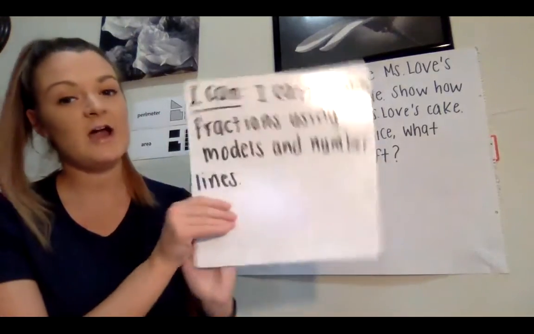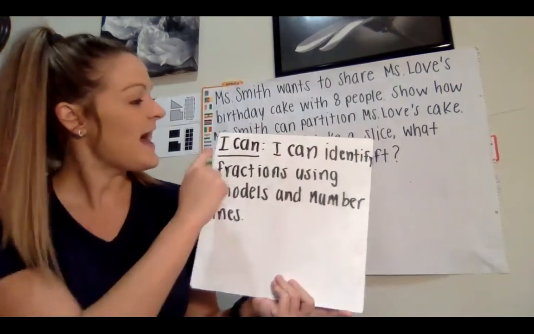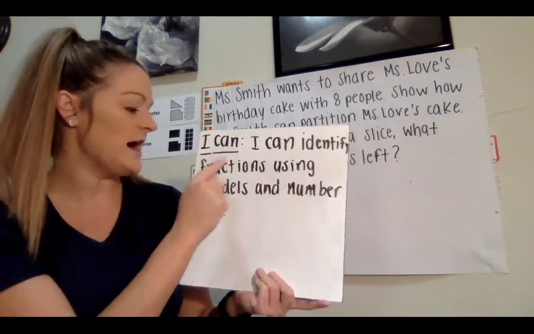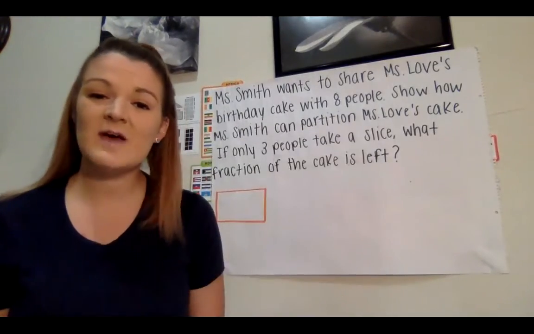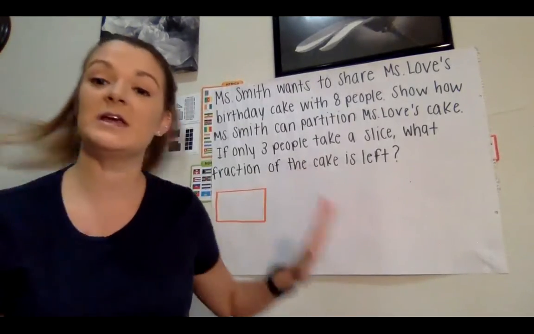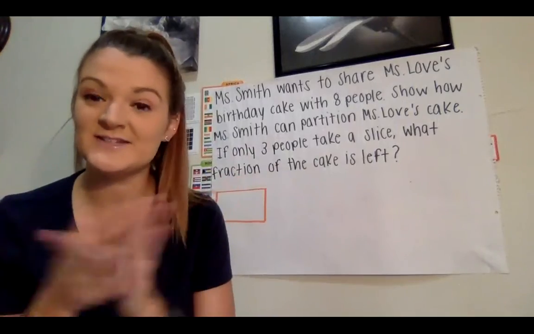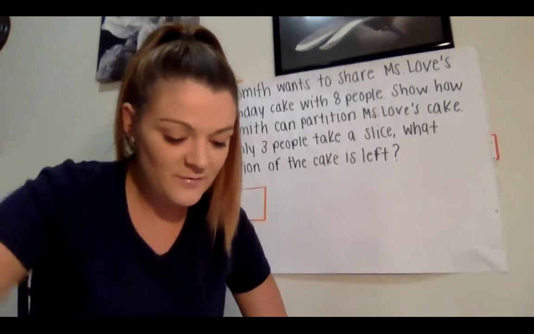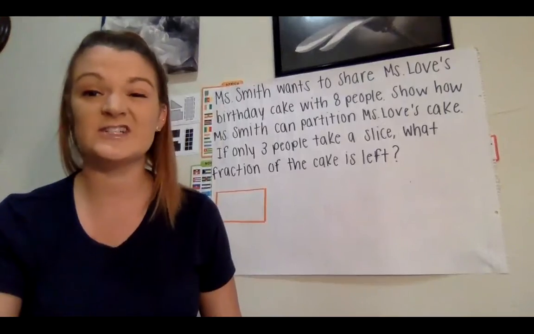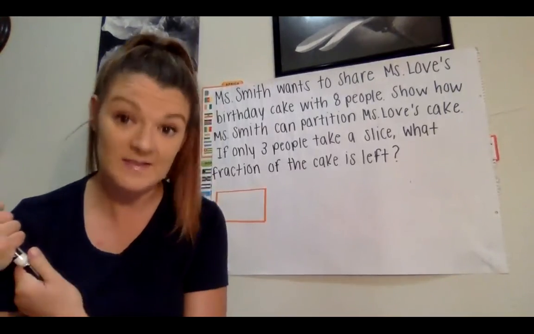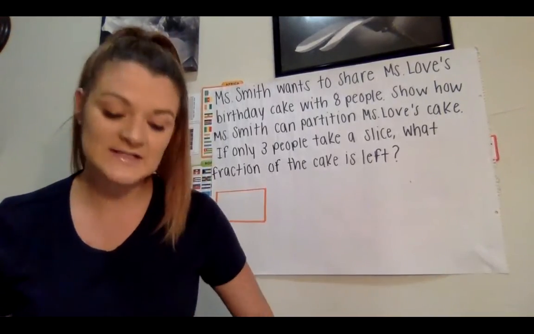Here is our I can statement for today. I can identify fractions using models and number lines. The best way we're going to do that today is by doing an application problem, and then I will send you off to do your classwork. But before we do that, let's start with our fluency for today. I want to go back to polygons that we talked about last week.